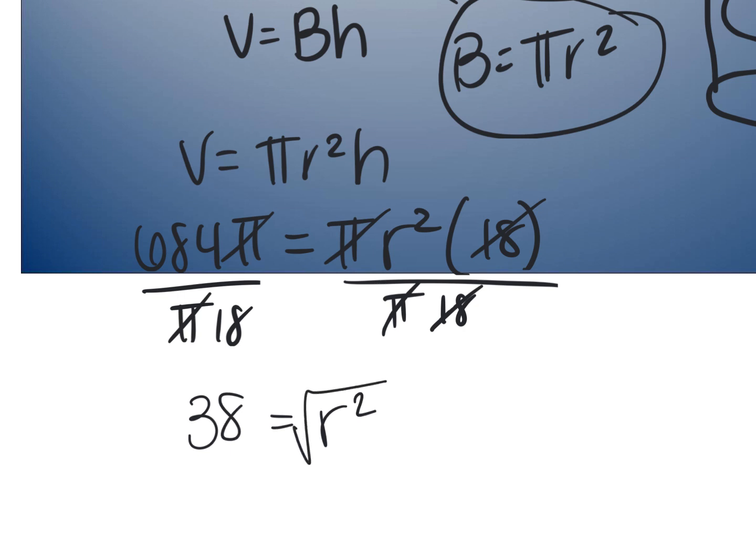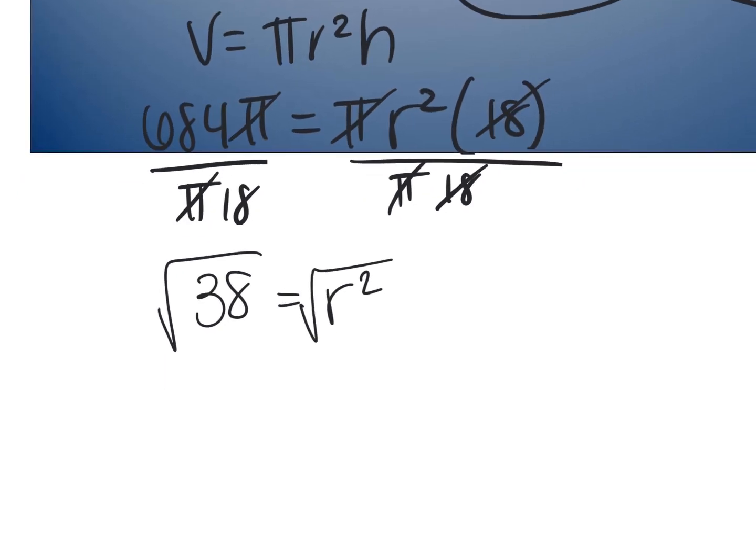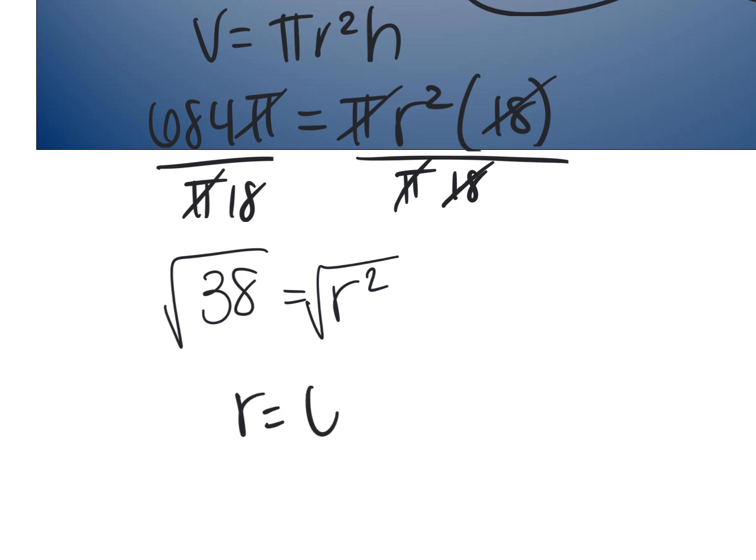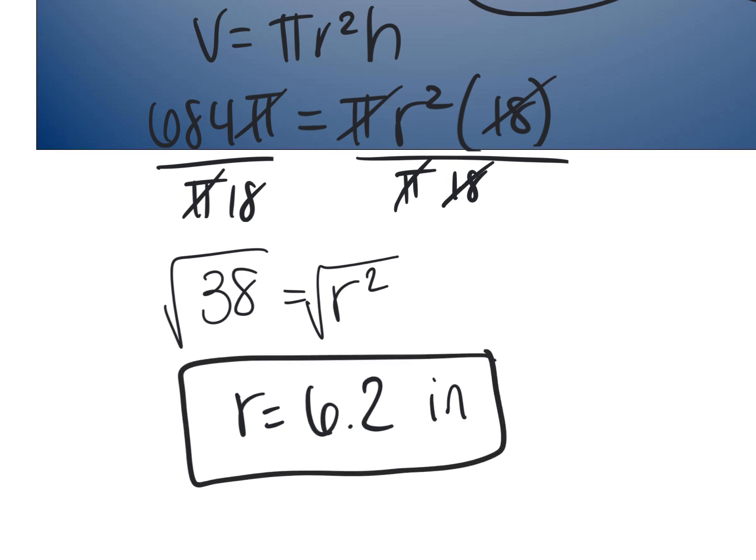Then I just take the square root of both sides. The square root of 38 gives us 6.2, so our radius is 6.2. What units does it get, though? Inches. Squared or cubed? Neither. What is the radius? Is it a length or an area? It's a length. We're going to stop here. Turn in your notes before you leave.